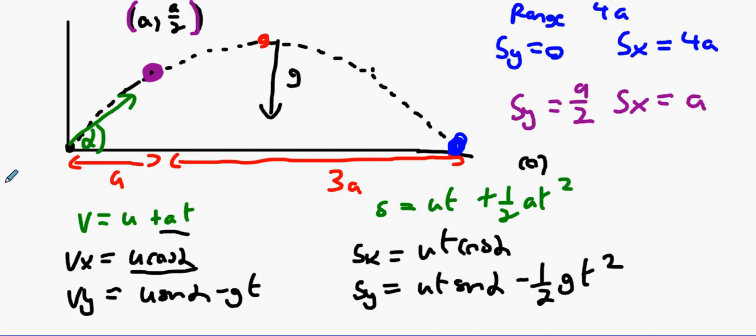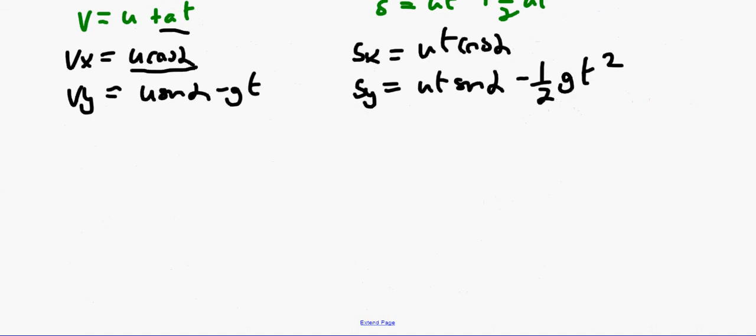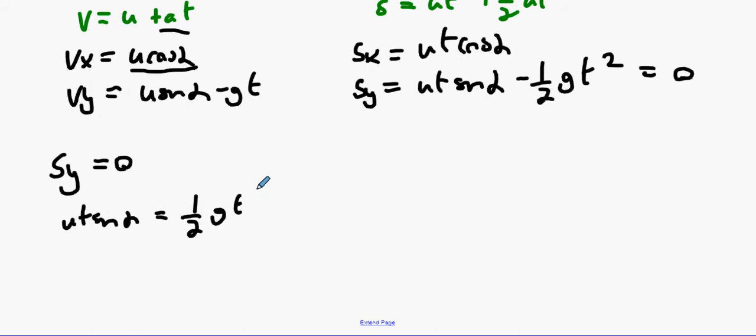We're going to do Sy equals 0 and then Sx equals 4a. So Sy equals 0 is the same thing as saying ut sine alpha minus a half gt squared equals 0, which is the same thing as saying ut sine alpha equals a half gt squared. Your time of flight is going to be 2u sine alpha over g. Now, this time is the time of flight because it's when you hit the ground.